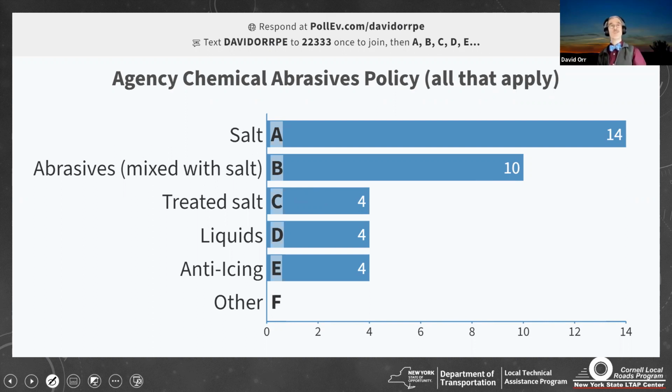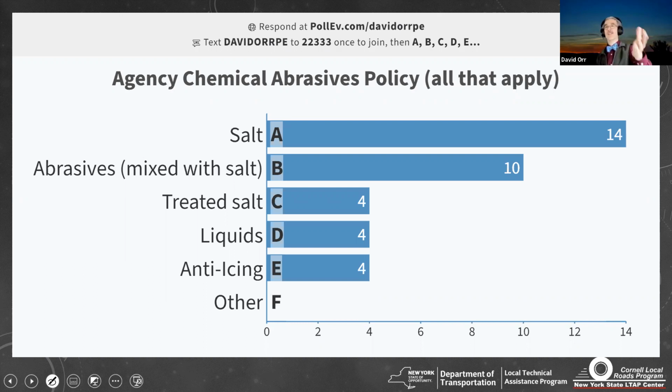You could do pure liquids, you put them down. You could do this anti-icing technique as part of your overall plan. Any of those and all of those may be in your plan. And for those who are maintaining the arterials and collector systems, state and county, you probably want to be thinking about all of these different activities and then dealing with the realities of that.